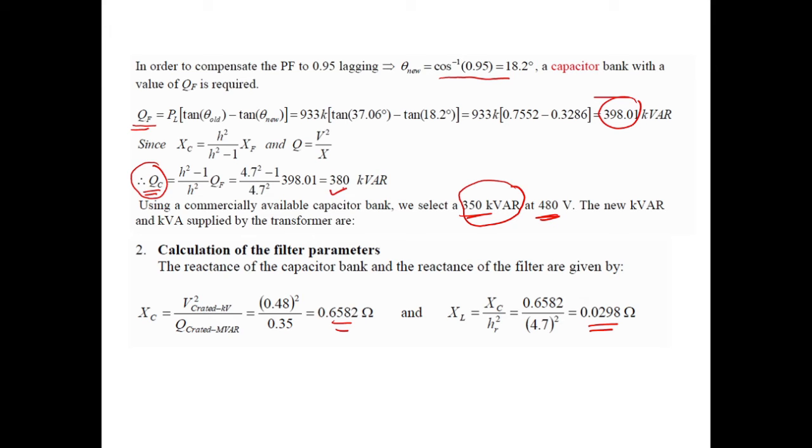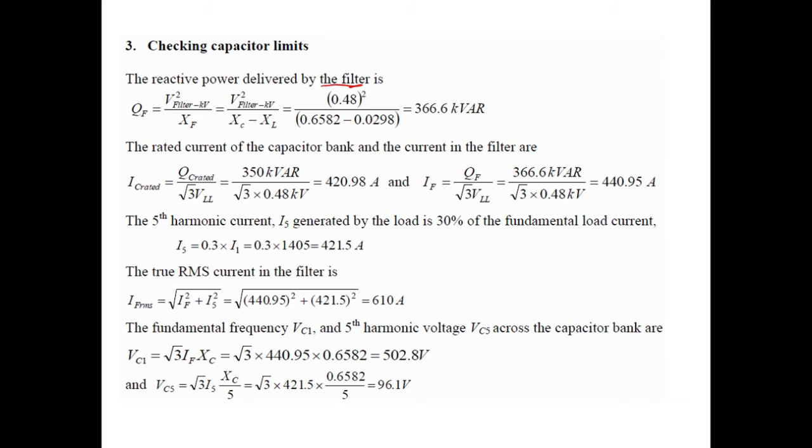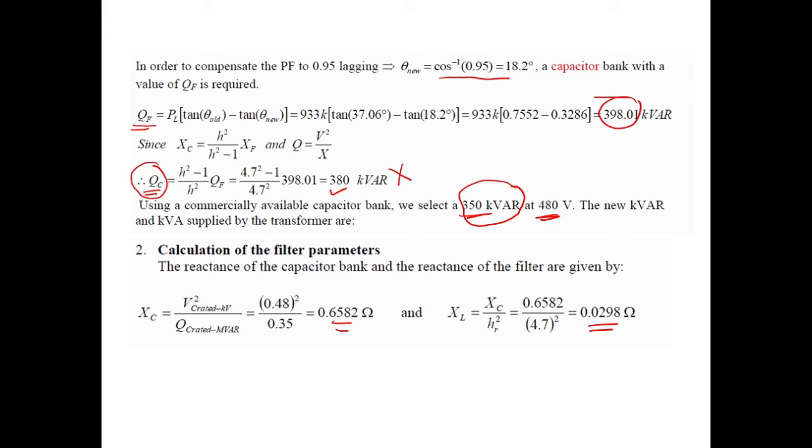We found it to be 380, but then we said that maybe this is not available in the market. Then we choose 350 kilovolt ampere reactive. So for that, if QC is equal to 350, what will be the new value for QF? The new value for QF will be as it is given over here. It will not be 398, because don't forget that we didn't choose 380 kilovolt ampere. We choose 350.